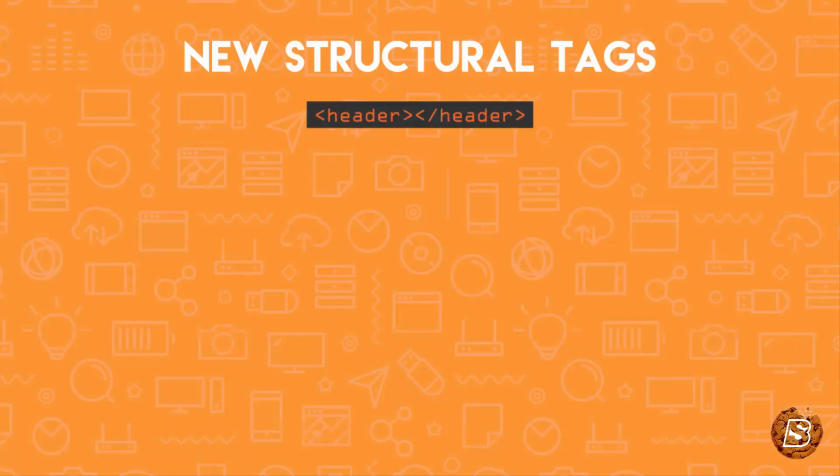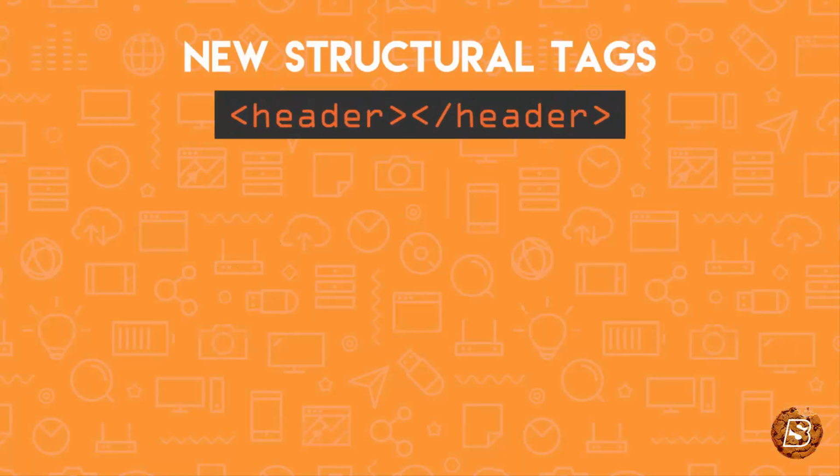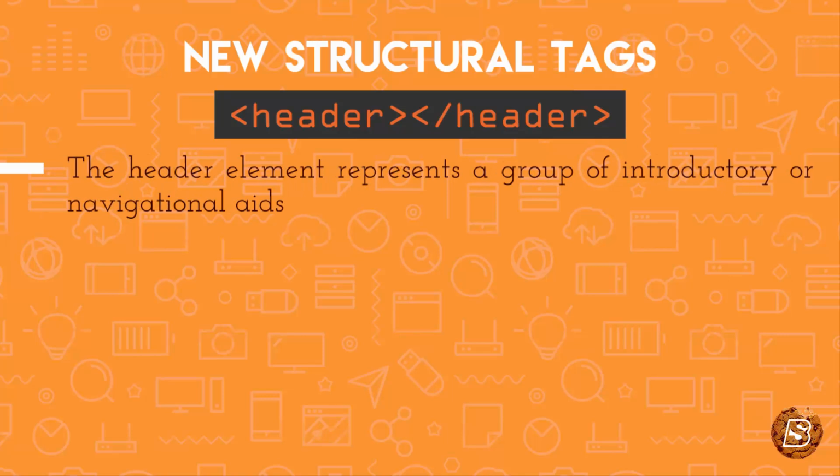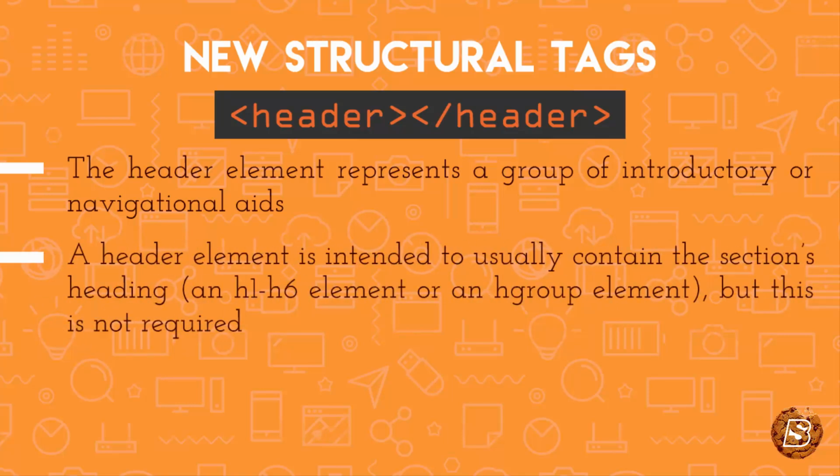Then we have the header tag. This tag represents the header of a section. The specification defines it as the header element represents a group of introductory or navigational aids. A header element is intended to usually contain the section's heading, for instance h1 to h6 element, or an hgroup element, but this is not required.